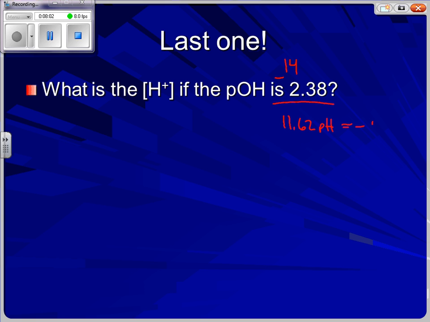Now I want to find my hydrogen concentration. pH is the negative log of the hydrogen concentration. So I simply change the signs, and I take the exponent of negative 11.62. So 11.62 negative, take the inverse log, I end up with essentially 2.4 times 10 to the negative 12. 2.40 times 10 to the negative 12. There's my hydrogen concentration. So pretty simple.